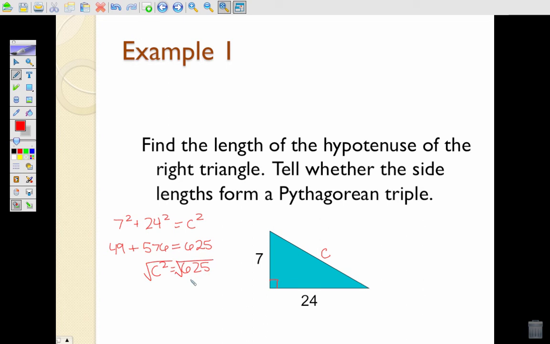Take the square root, check to see if it's a perfect square. So just use your calculator, and it is. It turns out that that is 25. So there's your c value, and the answer to, is it a triple? That would be yes. The triple would be 7, 24, 25.